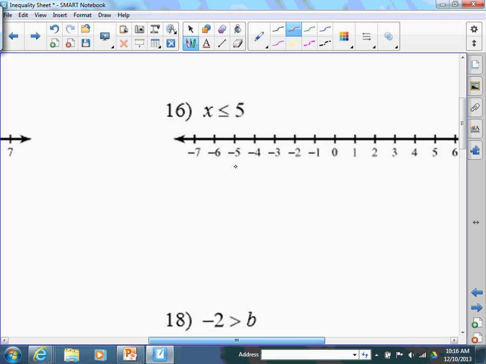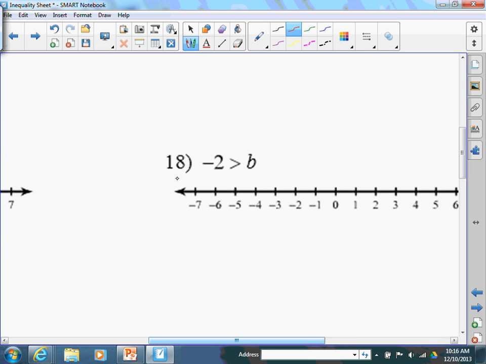16. Variable on the left? Yes. Any negatives around that variable? No. What number do I go to? 5. Close or open? Close. Shade right or left? Left. Okay, good. All right, let's hop down to 18.